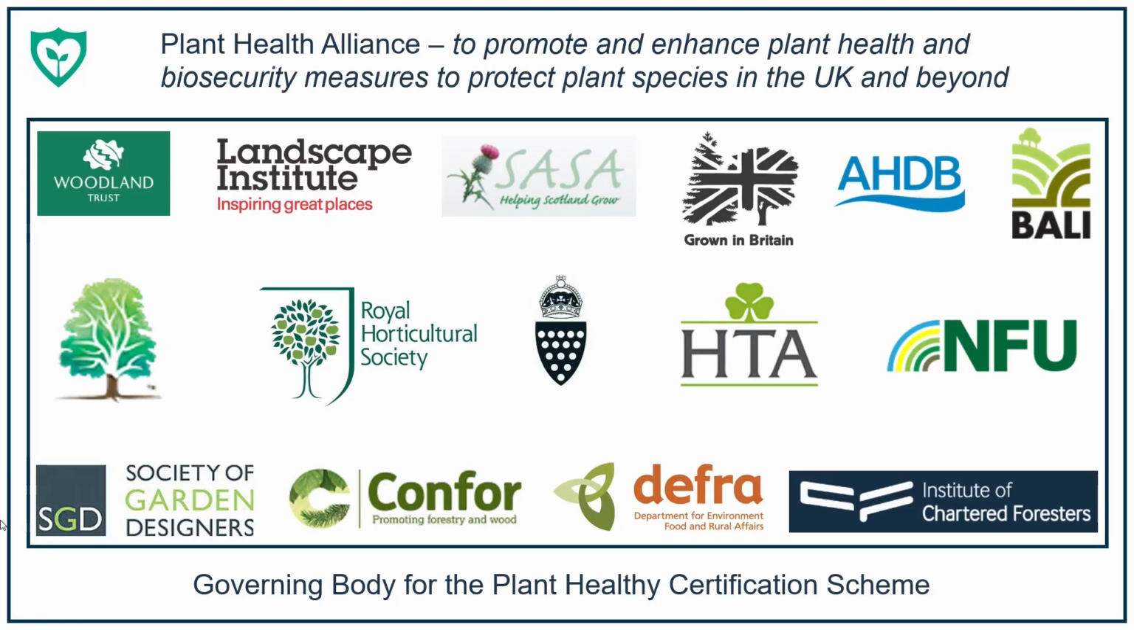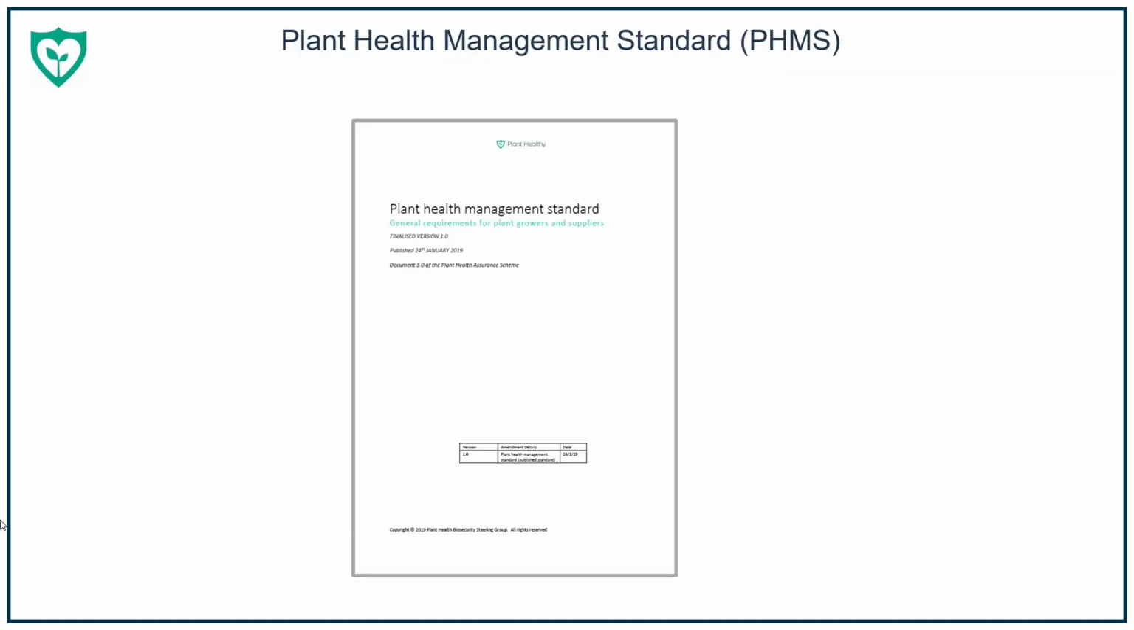So it was with this threat in mind that the Plant Health Alliance was formed in 2018. The organisations that make up the alliance include government agencies, trade associations and environmental charities. The aim of the alliance is to promote and enhance plant health and biosecurity measures to protect plant species in the UK and beyond. The alliance produced the Plant Health Management Standard in January 2019 and are the governing body of the Plant Healthy Certification Scheme, which is run as a not-for-profit initiative. The scheme is based on the Plant Health Management Standard.